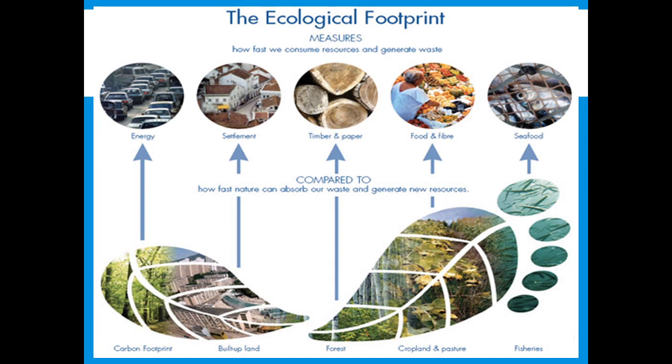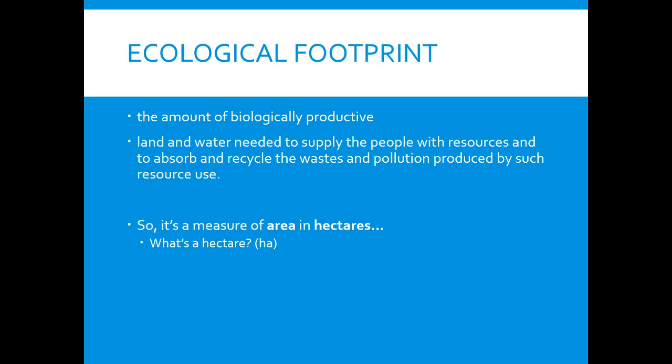An ecological footprint measures how fast we consume resources and generate waste. All of these are put in place comparing it to how fast nature can absorb our waste and generate new resources. Ecological footprint is just the amount of biologically productive land and water needed to supply people with resources and to absorb and recycle the wastes and pollution produced by such resources. So basically it's a measure of area in hectares.